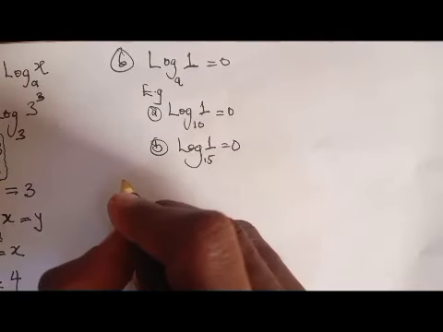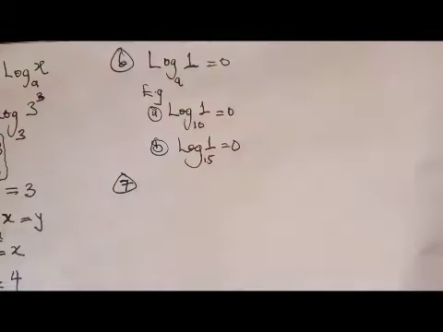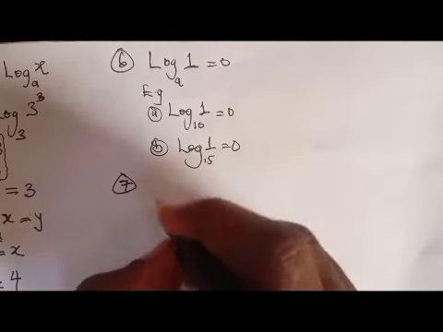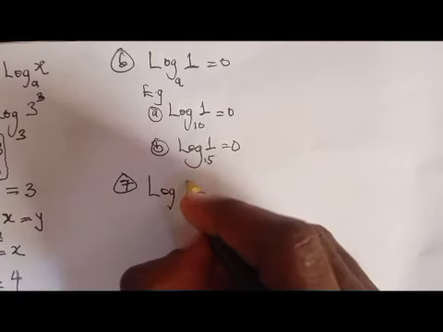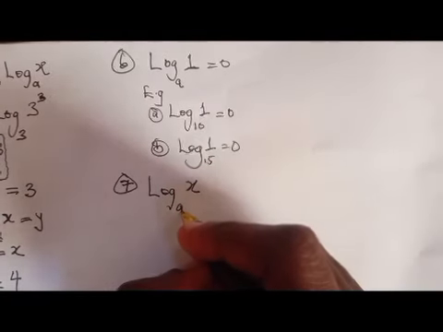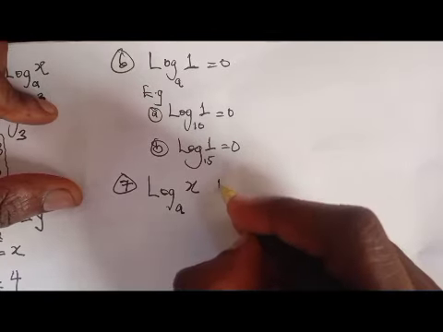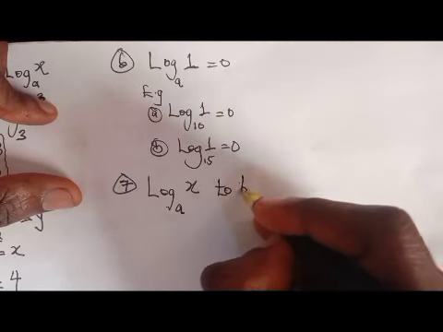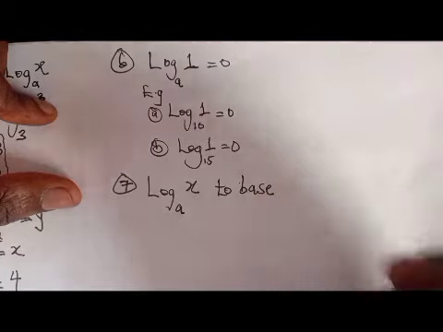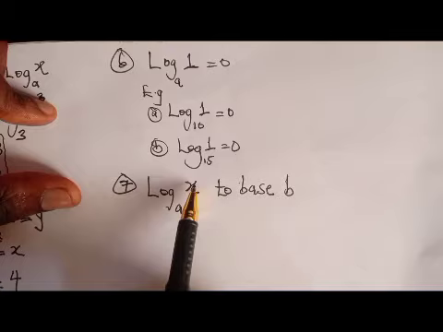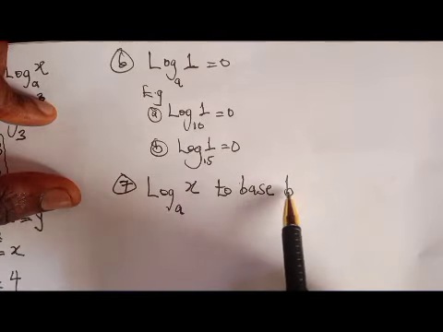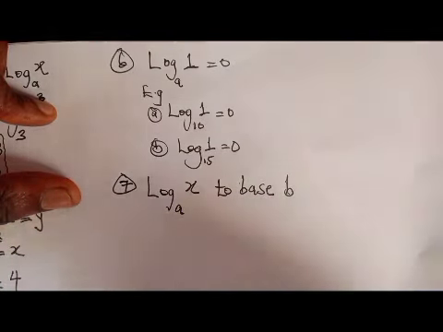Then the final law we are going to look at is what we call the change of base law. This law is very, very important. For example, if I'm given log x to base a, and I need to change this log in base a to, let's say, base b. Take notes, we were given log x in base a and we need to change it to having a base of b.